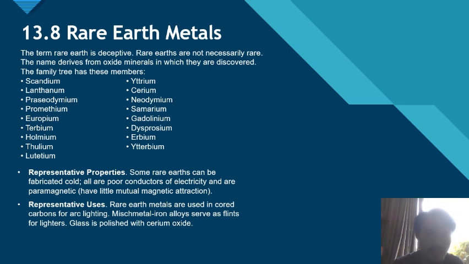Representative properties. Some rare earths can be fabricated cold. All are poor conductors of electricity and are paramagnetic, having little mutual magnetic attraction. And representative uses. Rare earth metals are used in coated carbons for arc lighting. Mixed metal iron alloys serve as flint for lighters, and cerium oxide is used as a glass polish.